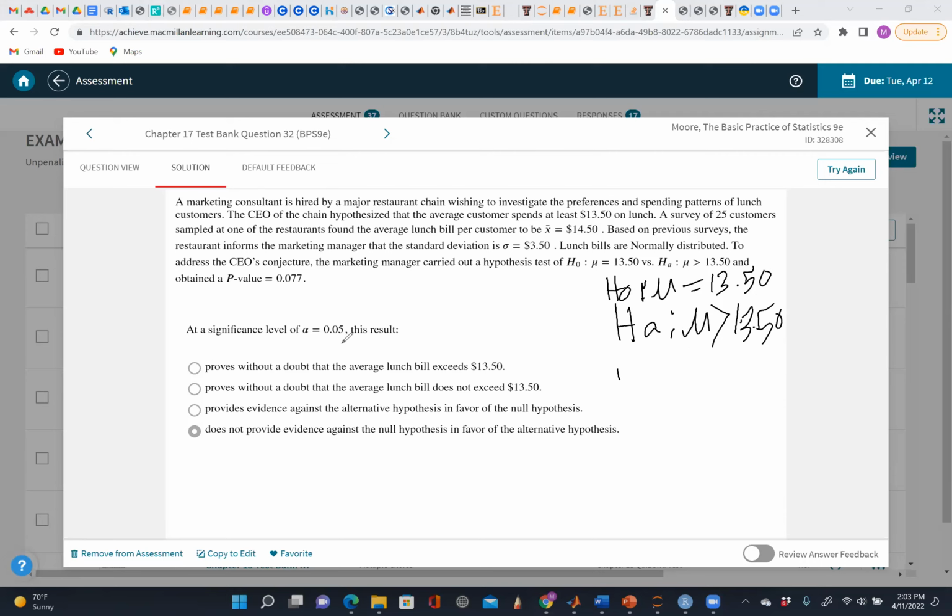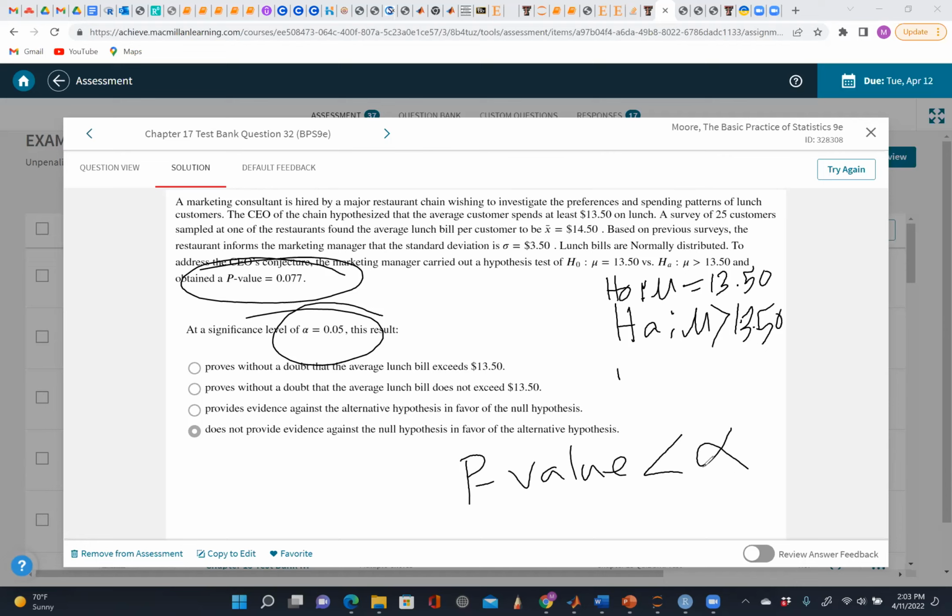So this is our null hypothesis, and this is our alternative hypothesis. Now at level of significance alpha, the alpha value is 0.05, and the p-value is already calculated, so we do not need to calculate it. The p-value is 0.077. Now we need to compare these two values. If p-value is less than alpha, we reject the null, which means the data provide sufficient evidence. And if p-value is greater than alpha, then we fail to reject the null, which means the data doesn't provide sufficient evidence.